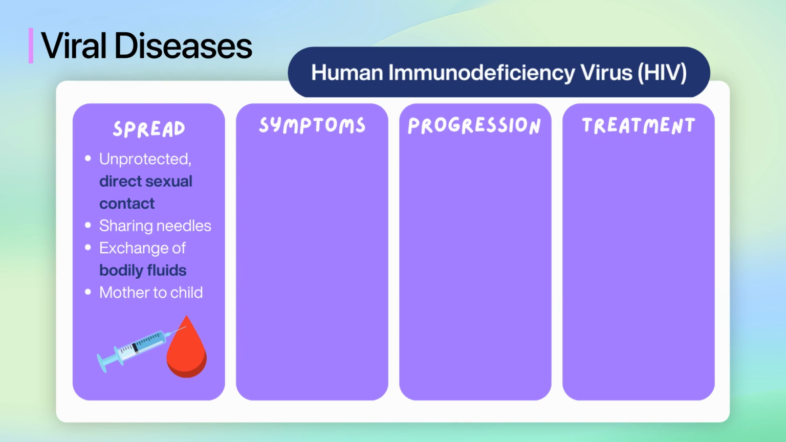HIV can also spread by sharing needles that have been contaminated with infected blood. Finally, HIV can be spread by vertical, or mother-to-child transmission. This can occur during childbirth or through breastfeeding.